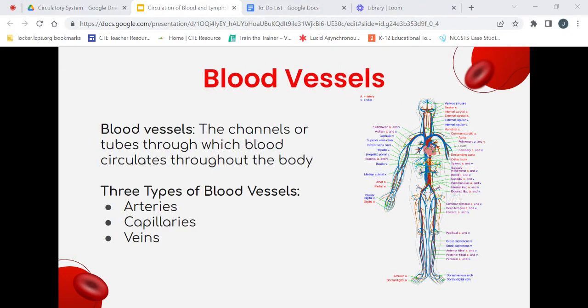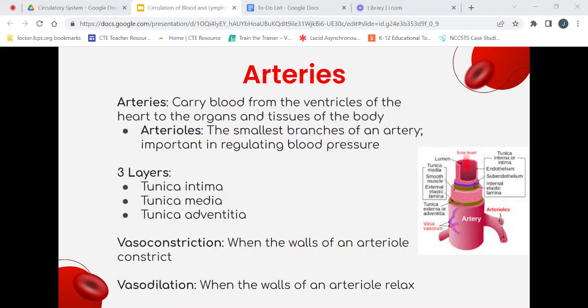So blood vessels deliver blood to the tissues. The three types of blood vessels are arteries, capillaries, and veins. Arteries carry blood from the ventricles of the heart to the organs and tissues of the body. Arterioles are the smallest branches of an artery, and they are important in regulating blood pressure.